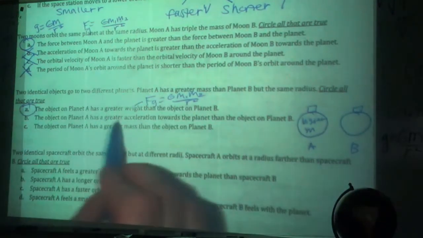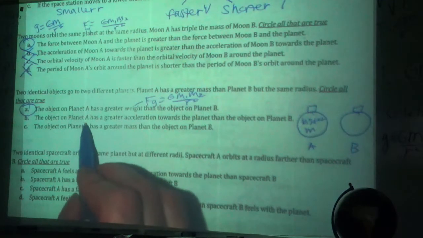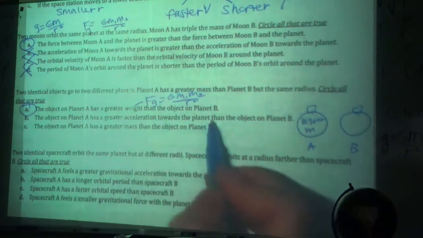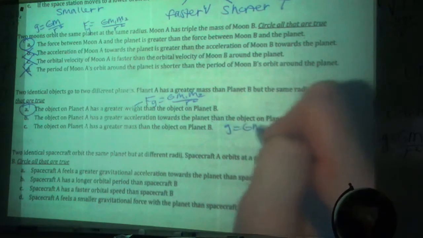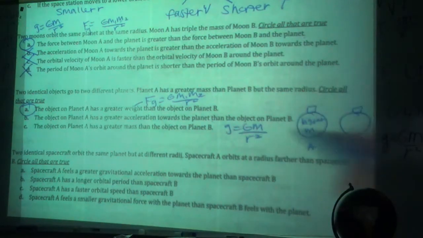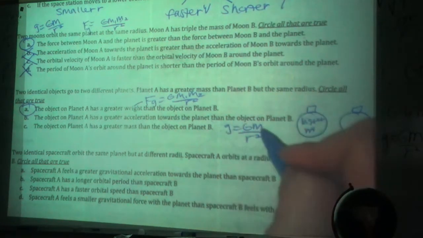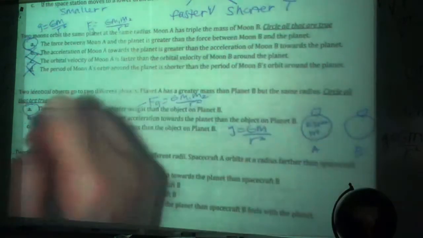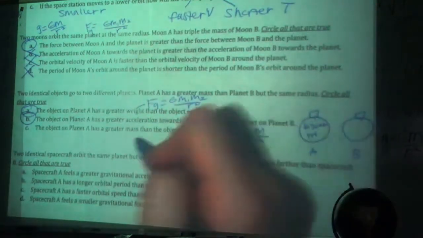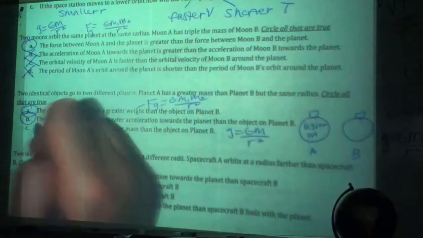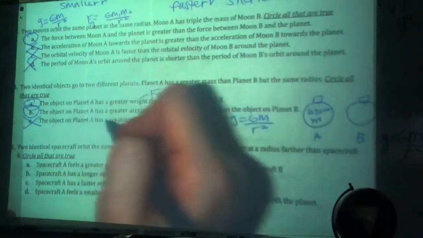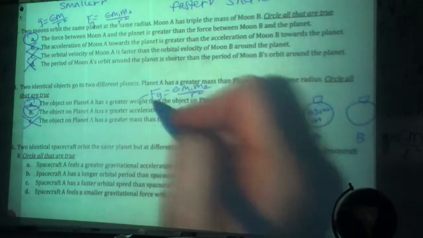The object on A has a greater acceleration towards the planet. So acceleration is big G M over R squared, where M is the mass of the planet, the thing that's causing the acceleration. So a bigger planet mass would mean a greater g, because this M is the M that got bigger. So that's true. And the object would have a greater mass? No, the object's mass isn't going to change where it goes. Only the weight, which depends on gravity, changes.